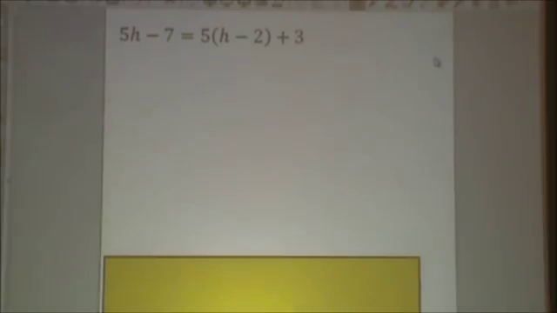So here's our next example. Again, I see my parentheses, so I need to distribute. Put my ketchup on my hamburger and then ketchup on my fries. So let me write the first part. 5h minus 7 equals 5 times h, which is 5h. 5 times negative 2 is negative 10 plus 3.